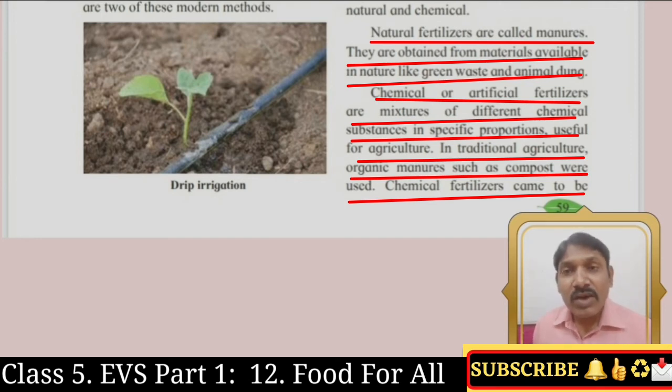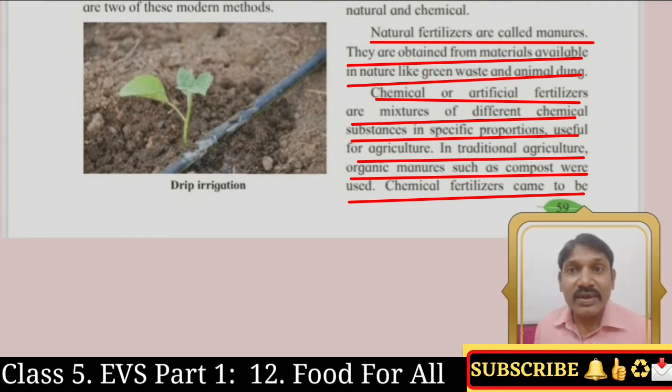Learn it. Now next, chemical or artificial fertilizers are mixtures of different chemical substances in specific proportion useful for agriculture. Yes, students, the chemical or artificial fertilizers are mixtures of different chemicals in a specific proportion, and because of that these fertilizers are useful for agriculture.